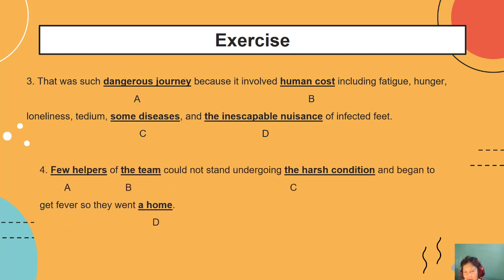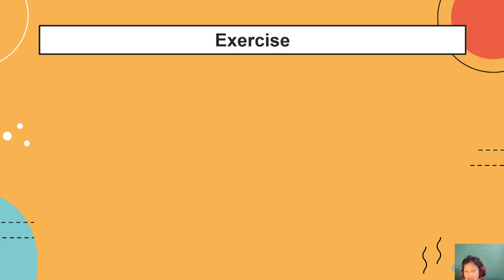The next. Few helpers of the team could not stand undergoing the harsh condition and began to get fever, so they went home. This one. Yes. Why? Because home is used alone. If we have a certain specific information, another information, for example, a home for homeless, you can have a. But here, the meaning, home is used alone. So they went home without article or zero article.